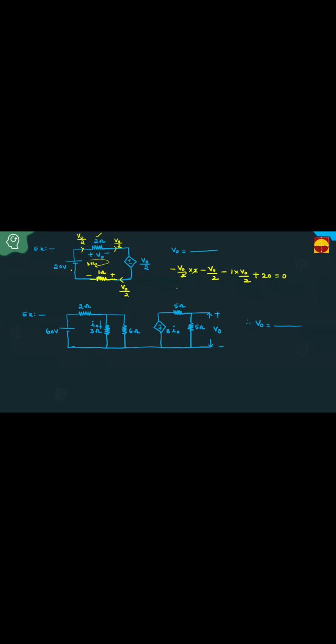This 2 cancels. Minus V naught, minus V naught by 2, minus V naught by 2, plus 20 equal to 0. This is minus 2 V naught plus 20 equal to 0. Then from this, V naught equals 20 by 2, which is 10 volts. Then V naught equals 10 volts. That is the answer. Clear? Next.